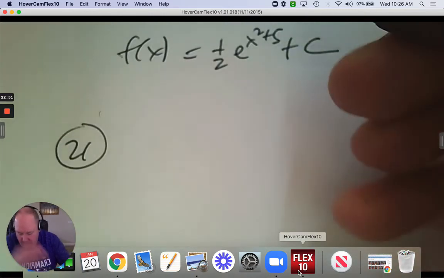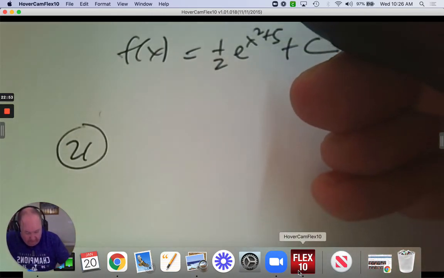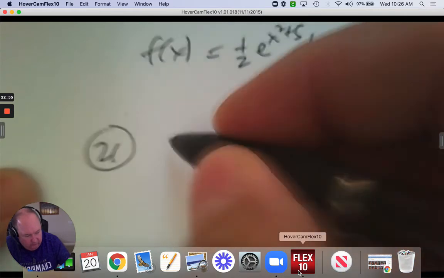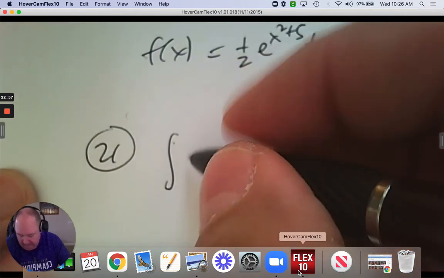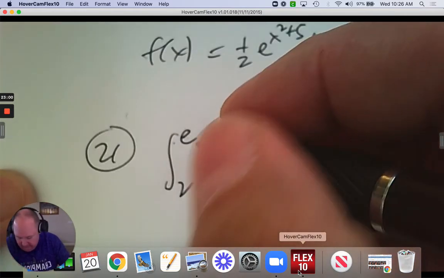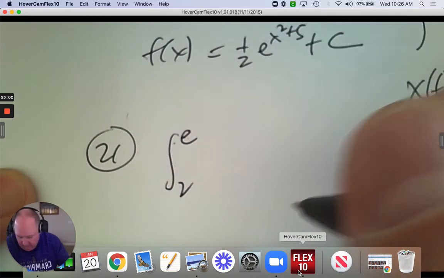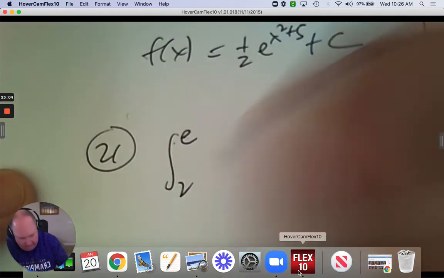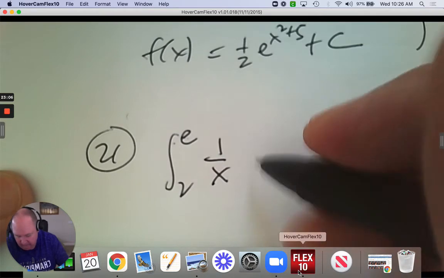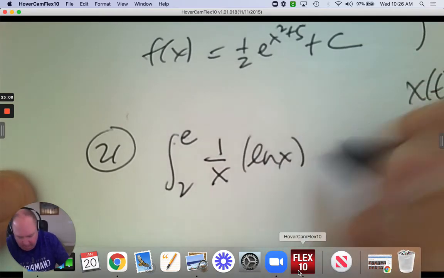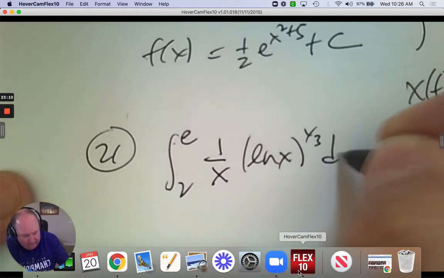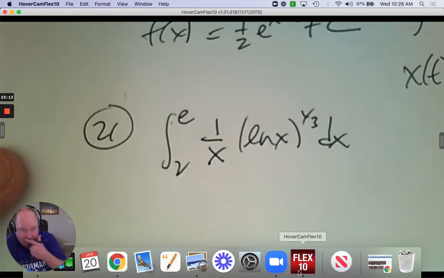In number 21, evaluate it without using a calculator. So we're just practicing our antiderivatives. These are definite integrals. Now, for number 21, I'm already going to write it calculus friendly. I see 1 over x, and ln x is to the exponent 1/3. If you can see that, then it's easy to do the antiderivative here.